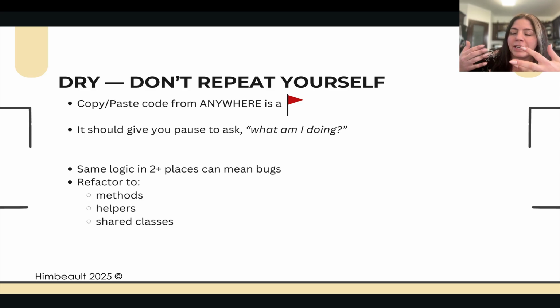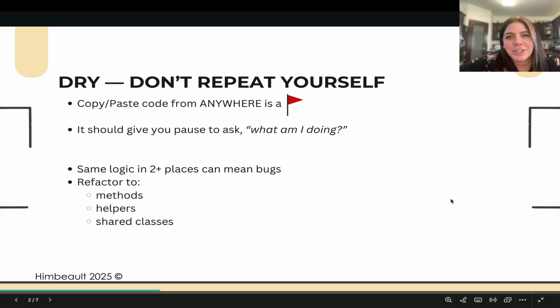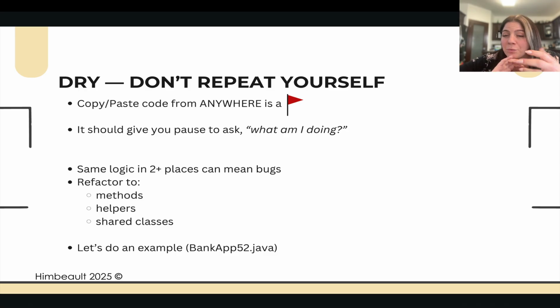So if you are copying an if statement and all you're changing is the variable name, why do we have the same if statement in two places? Should this be a method? Maybe not, but maybe it should be. So there's a good chance that we need to do some refactoring so that we end up with methods, helper classes or helper methods, maybe shared utility classes, stuff like that. So let's finish off the DRY acronym with an example.